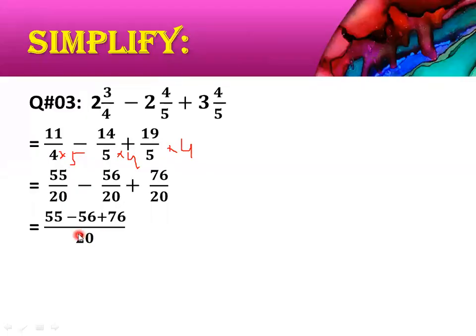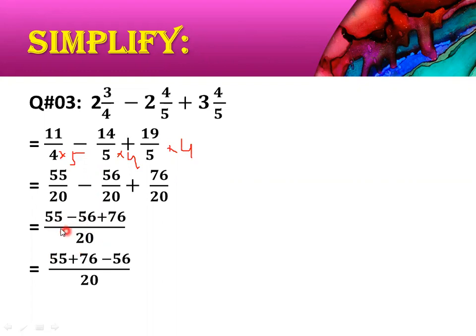Now what you will do, simply, as you can see here, this is 55, this is minus 56, and this is plus 76. So according to the DMAS rule, you will perform addition first. So you will arrange them together. Okay, this is minus 56. So first you will write 55 and then this plus 76, and then you will subtract this minus 56.